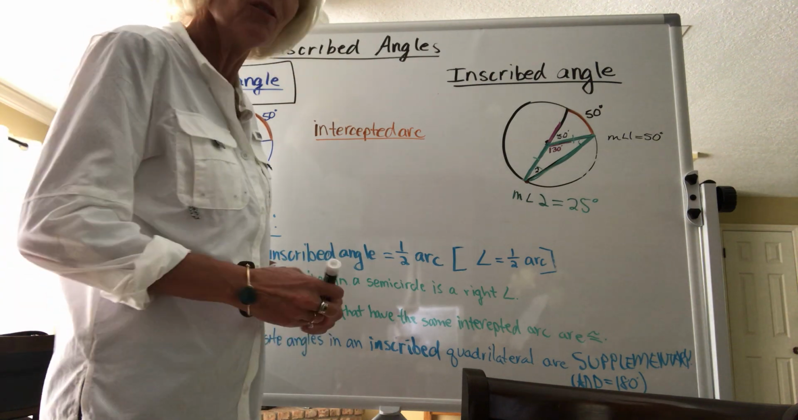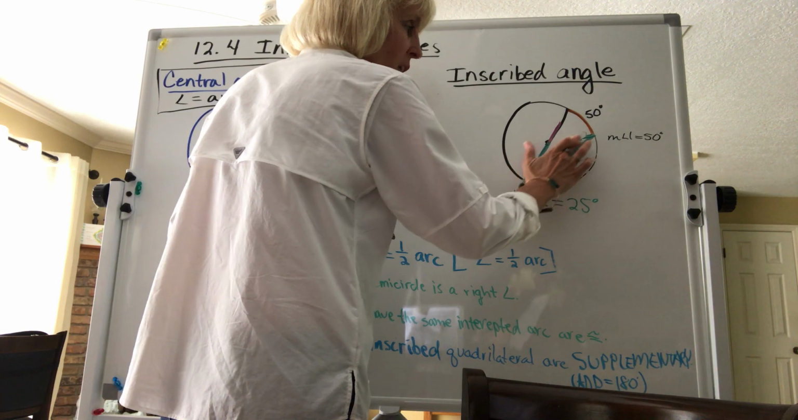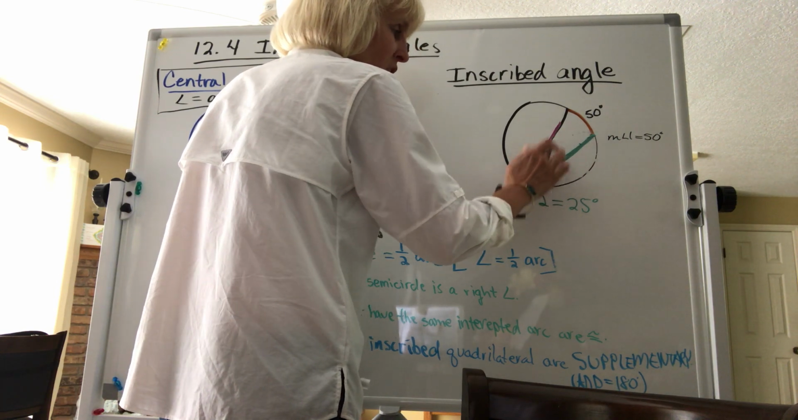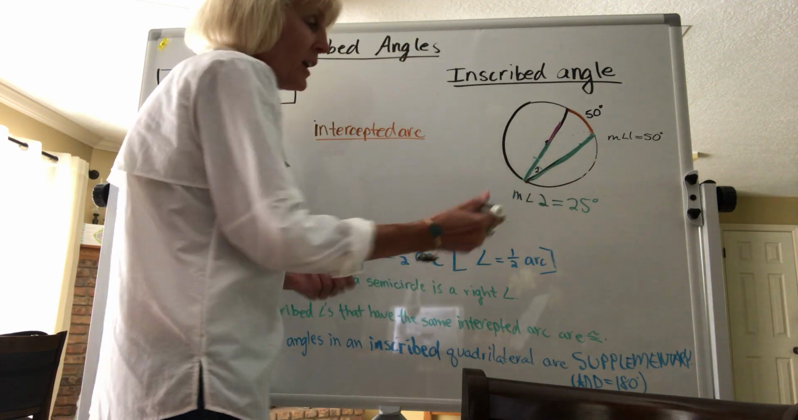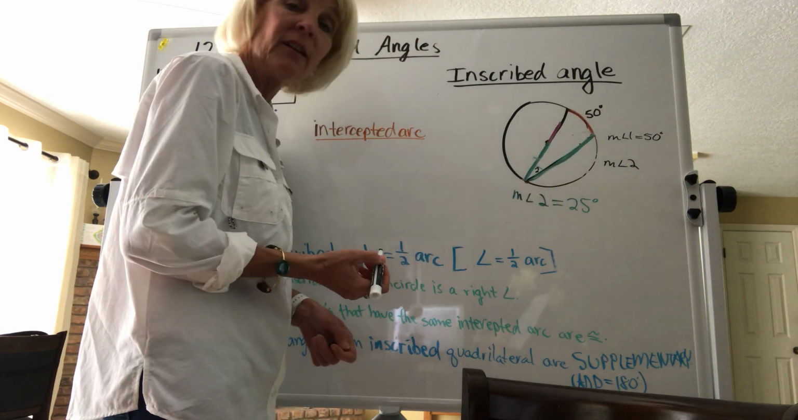Now, we don't need to do all that, do we? We're not going to go through the isosceles triangle. We're not going to go through the linear pairs because that's just a lot of work. What could I do to find the measure of angle 2 from that 50?